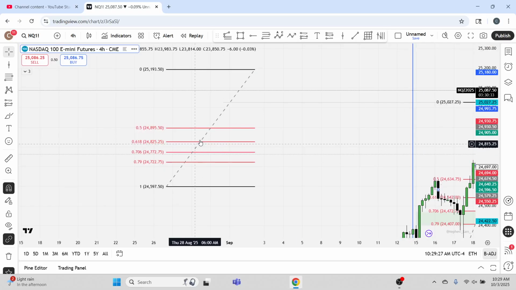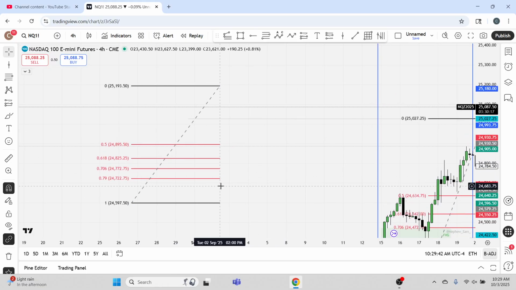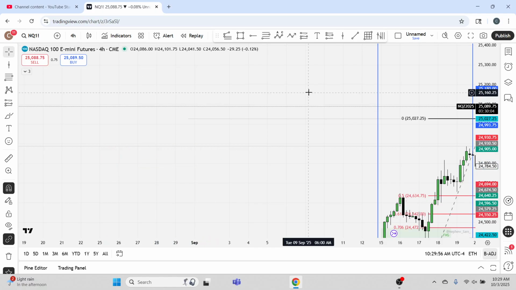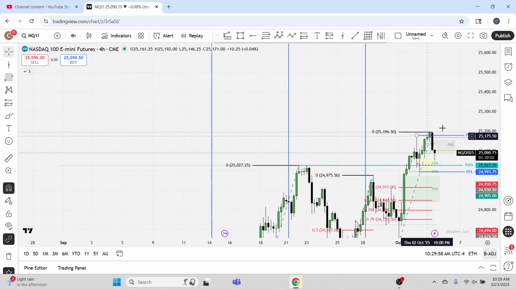I look at 0.5, which is equilibrium. I look at 0.618, which is OTE. I look at 0.706 and 0.79. These are the really deep discount levels, anything in the 70% range or close to 80% range. This is a very deep discount level. So that's basically my Fibonacci settings, and this is a 4-hour chart.